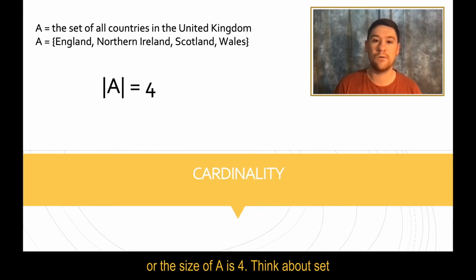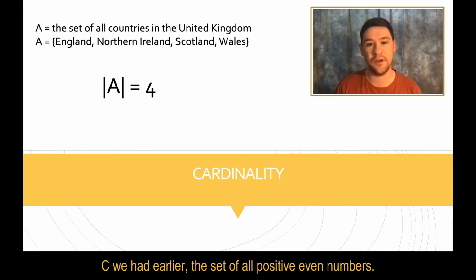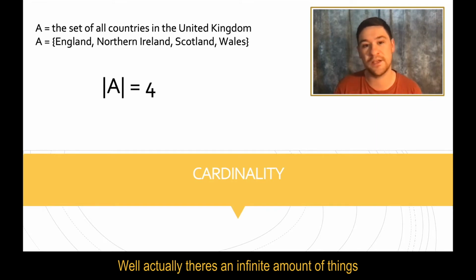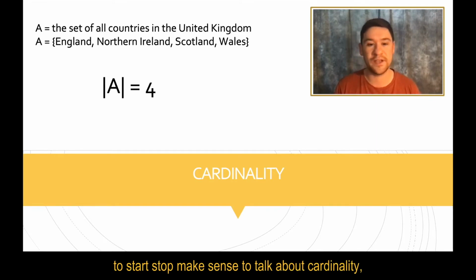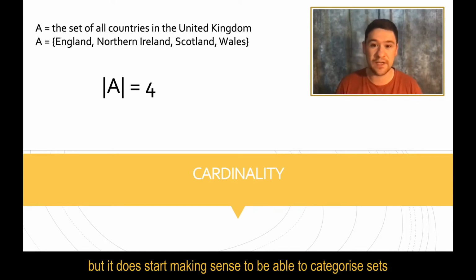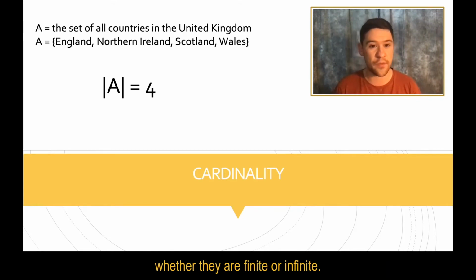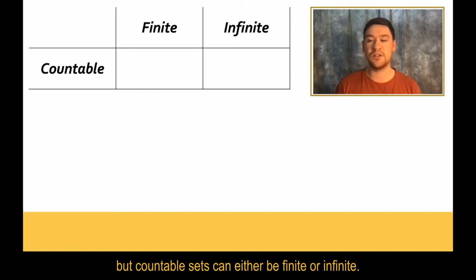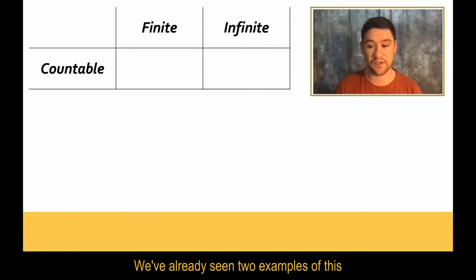Think about set C we had earlier, the set of all positive even numbers. What's the cardinality of that set? Actually, there's an infinite amount of things in that set, so it starts to not make sense to talk about cardinality. But it does start making sense to be able to categorize sets, whether they are finite or infinite. So countable sets, I'll go into what countable is in a bit, but countable sets can either be finite or infinite, and we've already seen 2 examples of this.